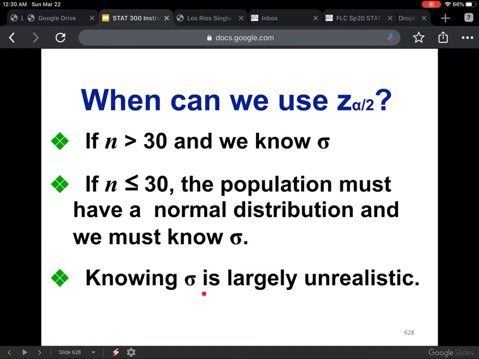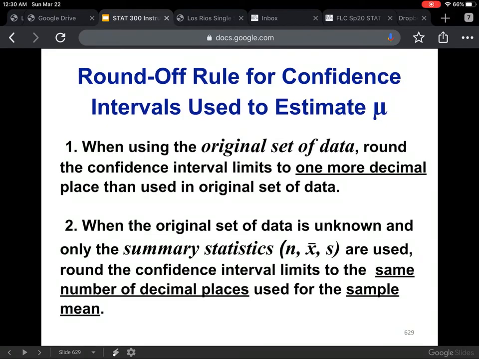If you know sigma, then you probably know your population mean as well, because you need your population mean to be able to find the population standard deviation anyway, per the formula. So those are the criteria for using critical values, z values.